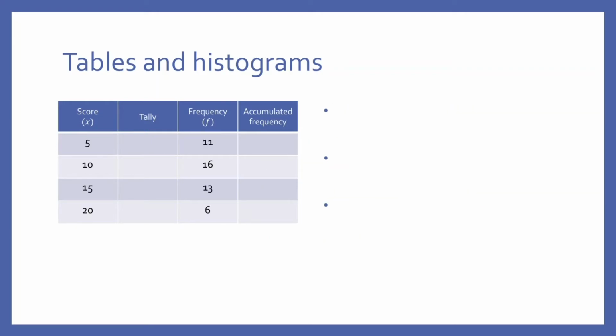Let's do a different example. So first we've got to do the accumulated frequency. So the first one's got a frequency of 11. Then we've got to add them up. 11 plus 16, 27. So 13 plus 27 is 40. And then 40 plus 6 is 46.